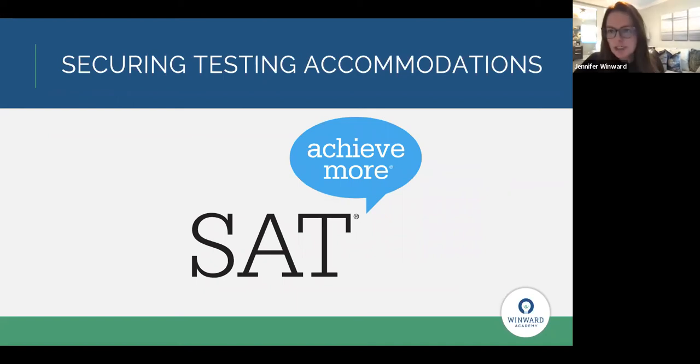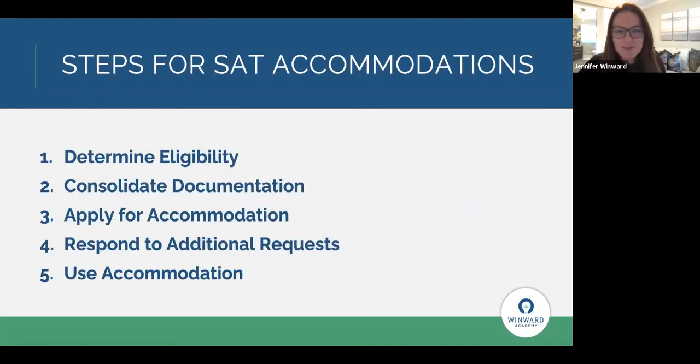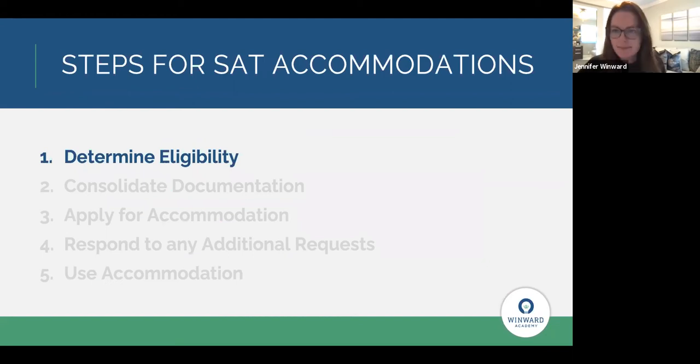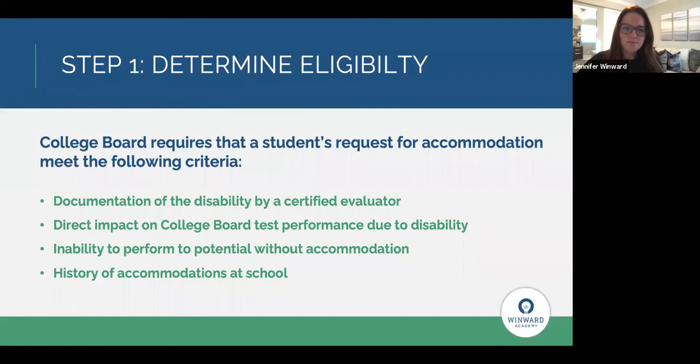Okay, so next we're going to talk about the SAT. You'll notice there are going to be a lot of similarities, but also some unique differences in terms of how College Board, which is the organization that administers the SAT, reviews accommodations. What is their process? Same 5 steps, there will just be, again, little differences as we go through.